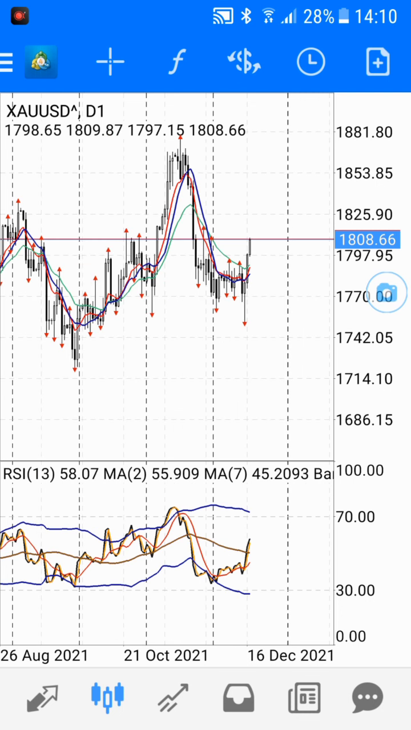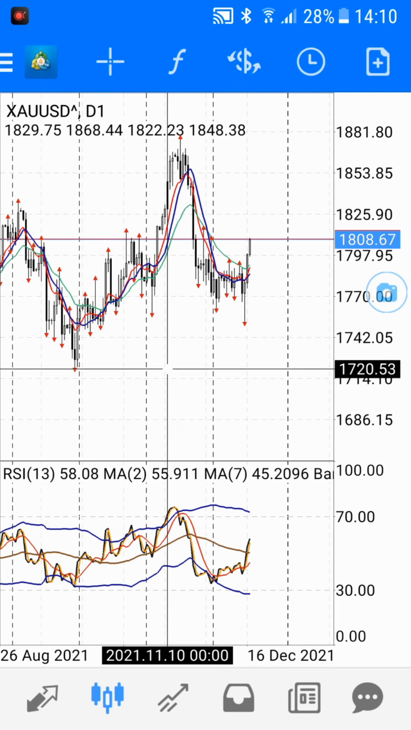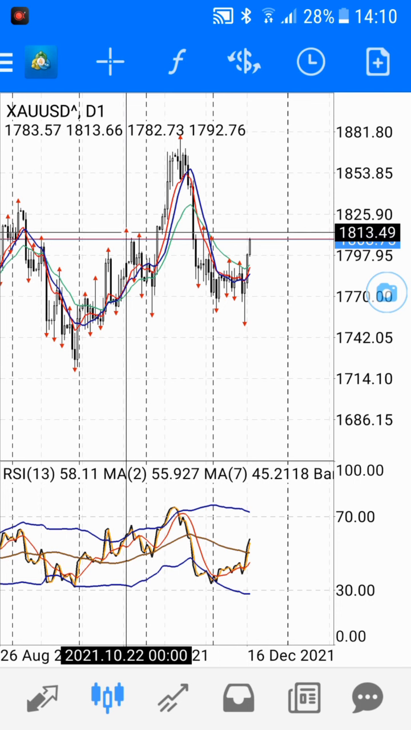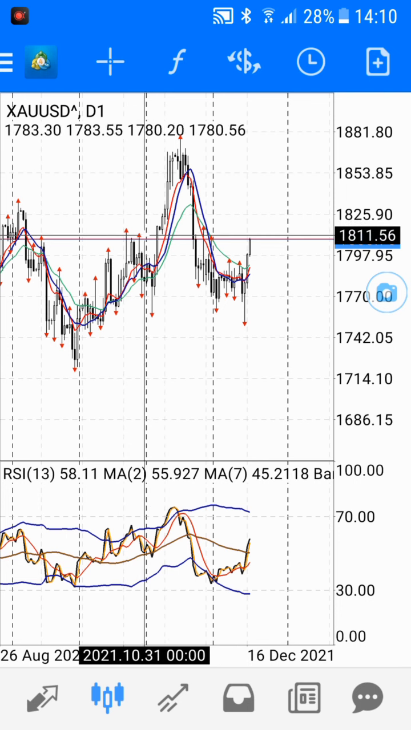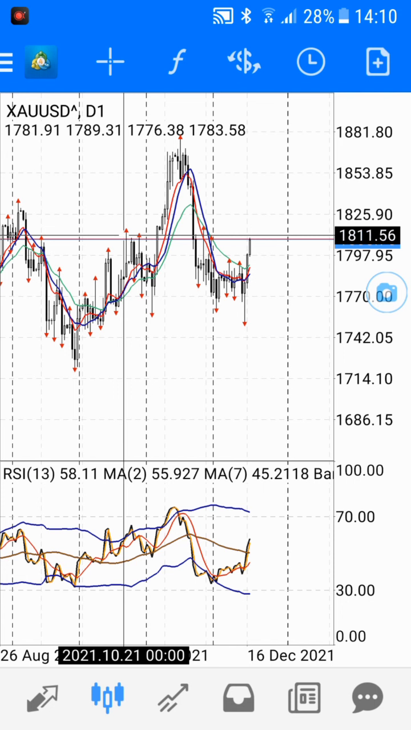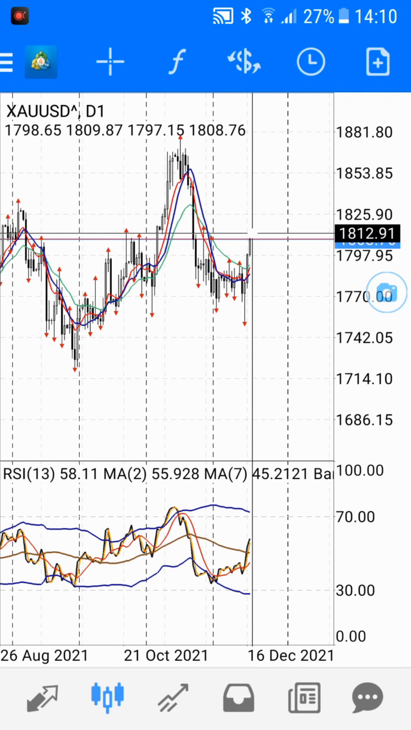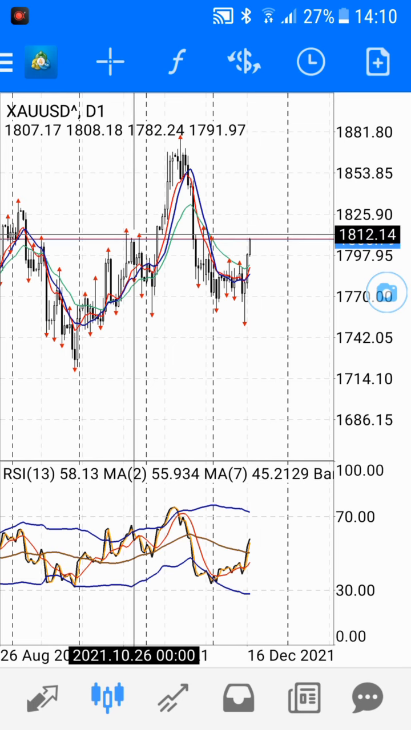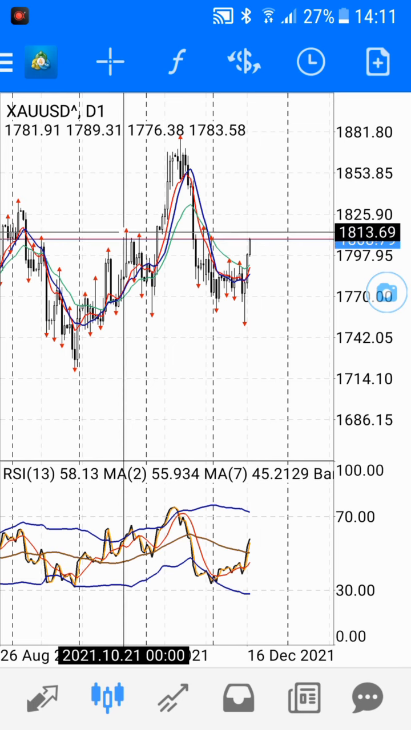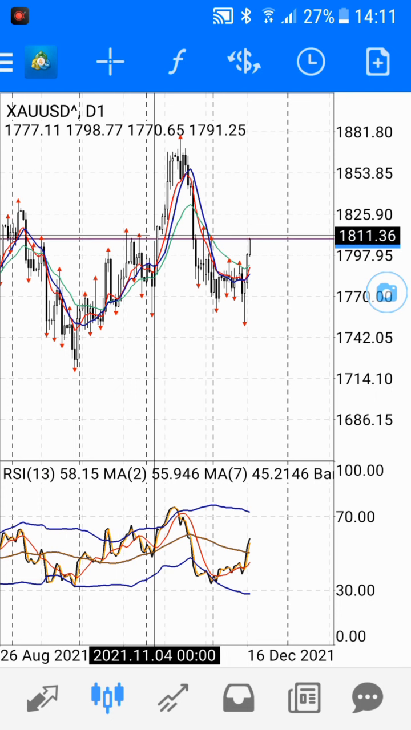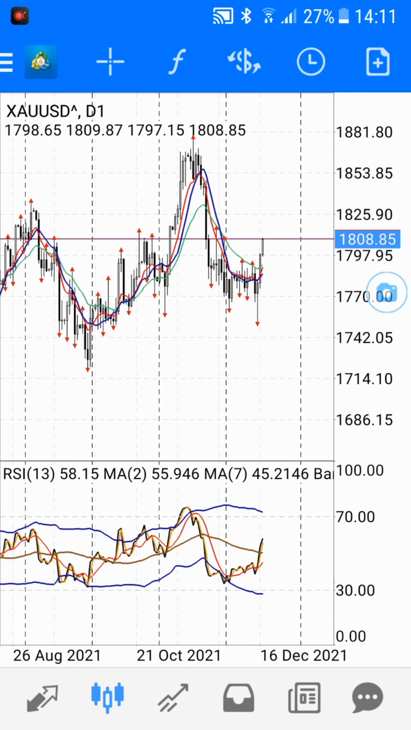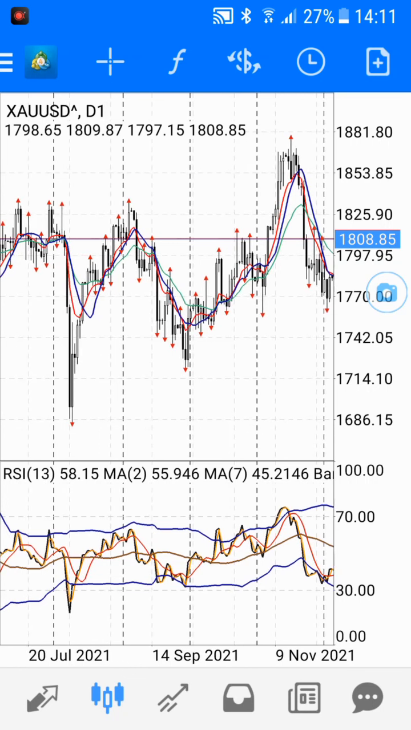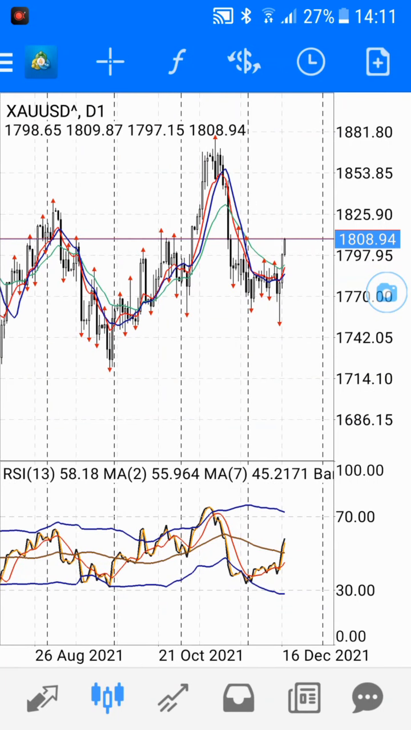If I zoom out a little bit, I can see on the left hand side over there that there is a resistance point. So gold seems to have hit that little bit of a resistance point over there. Always look left so that you can understand where price has been before, and then we carry on. So what we're going to do is we're going to draw a resistance line there.